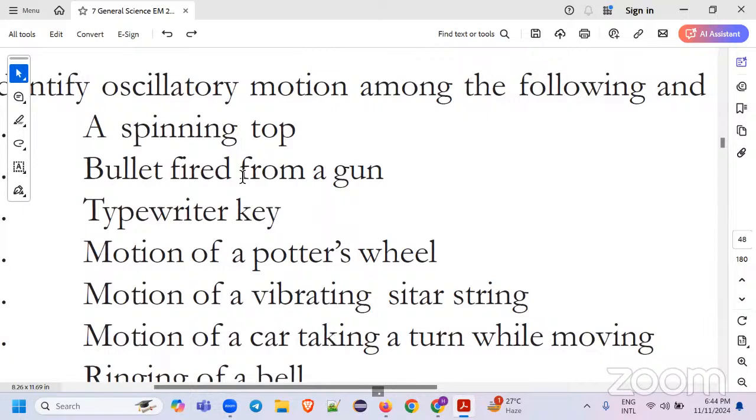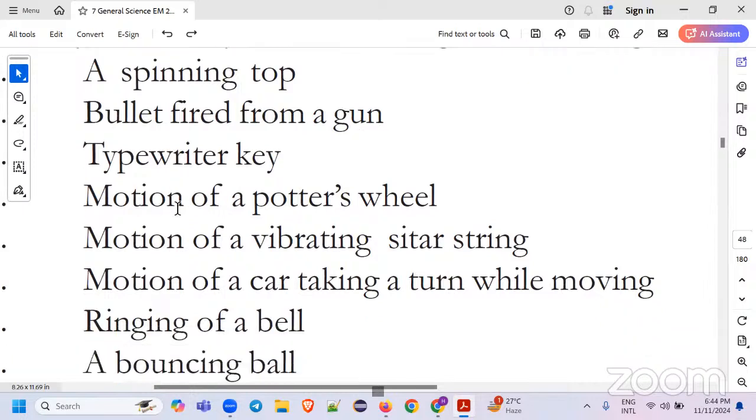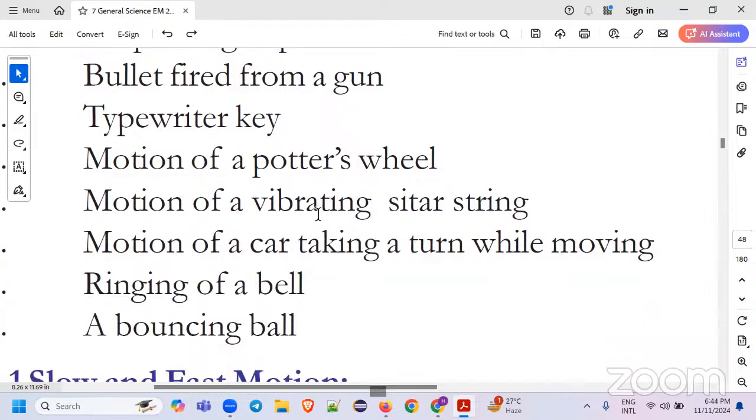Okay. So there are some examples here for oscillatory motion. You can identify oscillatory motion. Spinning of a top does not come under it. A bullet fired from a gun also does not come under it. Typewriter keys, anyway, these days we are not using typewriters, therefore you may not observe, but they move up and down. Oscillatory motion. Motion of the Fartos wheel, that is also rotatory motion. Motion of a vibrating sitar string comes under oscillatory motion.